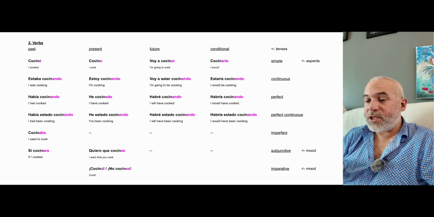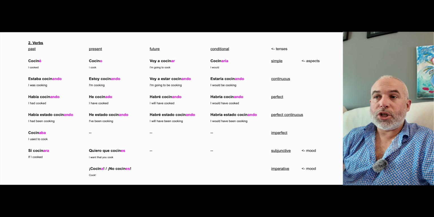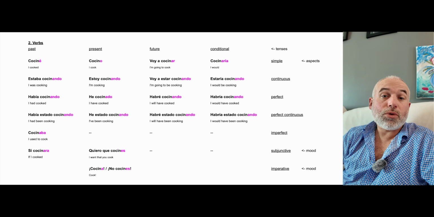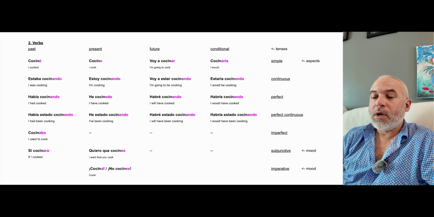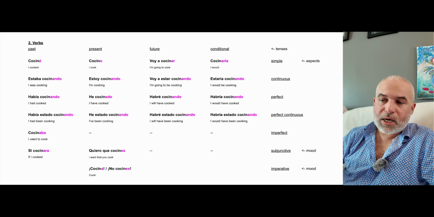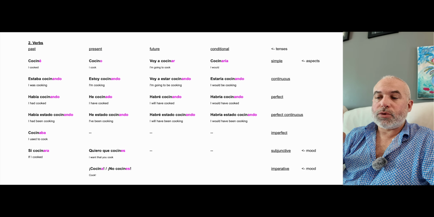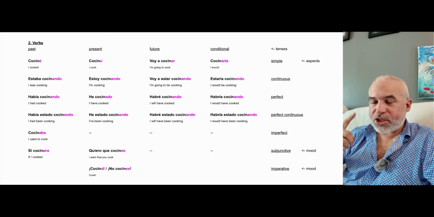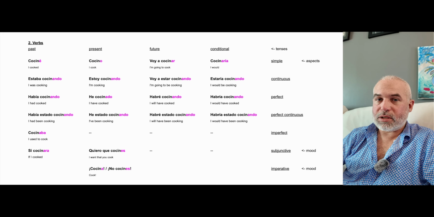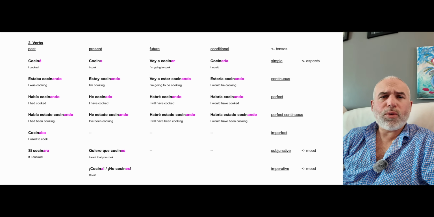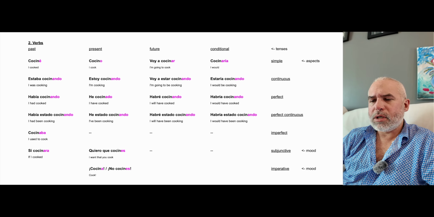So present simple, cocino, answers the question, what do you generally do? Do you cook often? And if you say, yeah, cocino mucho, it's like I cook a lot. Future simple, voy a cocinar, voy a viajar, voy a comer lasagna. And then conditional, cocinaría. What would you do? Think about the question that would trigger each of these tense/aspects. What would you do if you had a party of 100 people, would you cook or would you order catering? Oh, I would cook, or cocinaría, no?